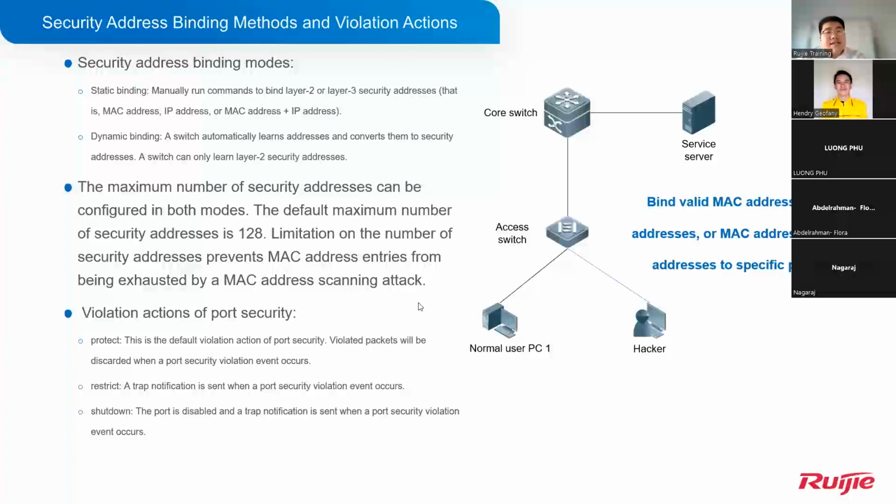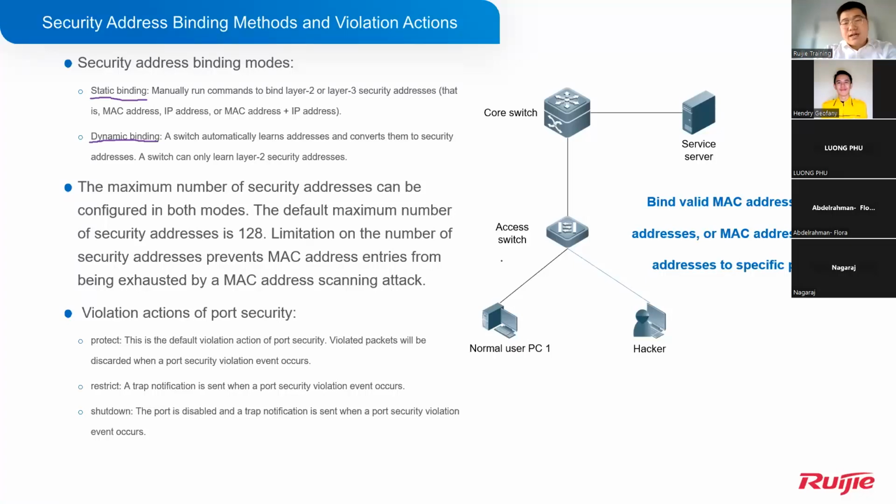And next, let's see, it's about the security address binding. This is a layer 3 security address binding method and the violation actions. The modes could be static binding or dynamic binding. From the name, we can easily figure out the difference. For the static binding, we manually run commands to bind the layer 2 or layer 3 security addresses. But dynamic means a switch automatically learns addresses and converts them to security addresses. A switch can only learn layer 2 security addresses, not layer 3.